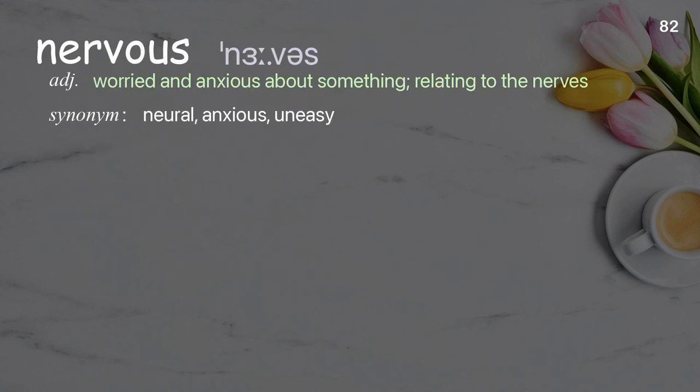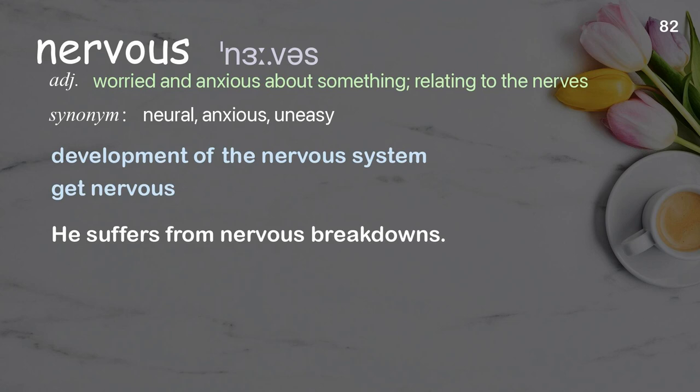Nervous. Worried and anxious about something, relating to the nerves. Examples: development of the nervous system, get nervous. He suffers from nervous breakdowns.